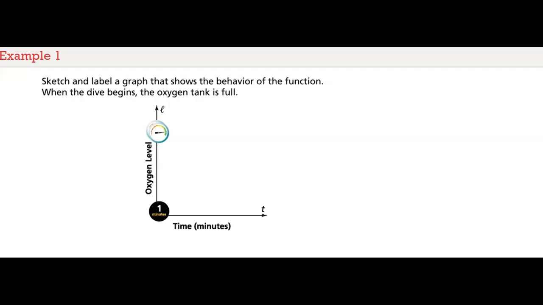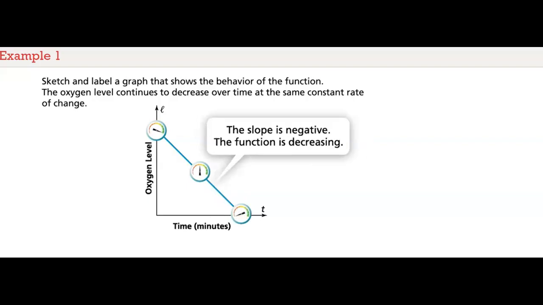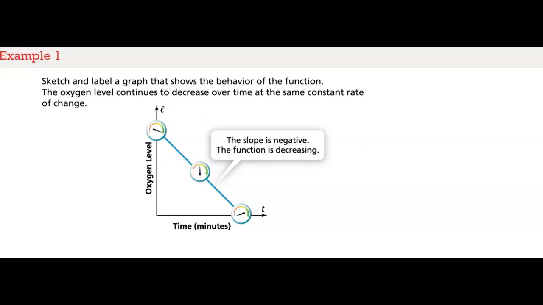The oxygen decreases at a constant rate as time passes. You know that after 22 minutes, the oxygen tank is half full. Since the rate is constant, we can extend the line until the tank is empty. We know that as time keeps passing, the oxygen level will continue to decrease at the same constant rate of change. The sketch of the graph shows that the function has a negative slope, so the function is decreasing.